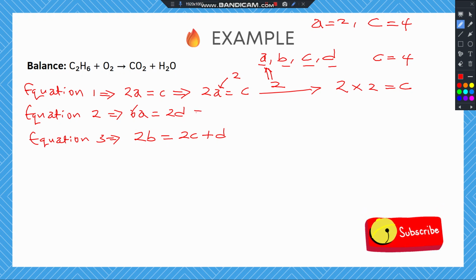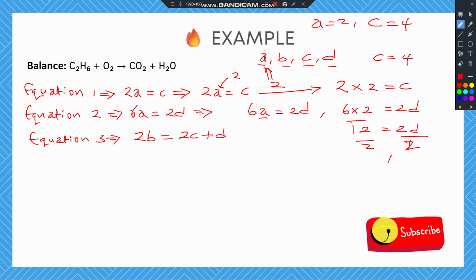So we can go ahead now to calculate the other variables. This equation, the second one, now becomes 6A is equal to 2D. Since we know the value of A, it therefore becomes 6 multiplied by 2 is equal to 2D. 6 multiplied by 2 gives us 12. 12 is equal to 2D. D will now be equal to 12 divided by 2. D is equal to 6. So we have A to be 2, C to be 4, D is equal to 6.